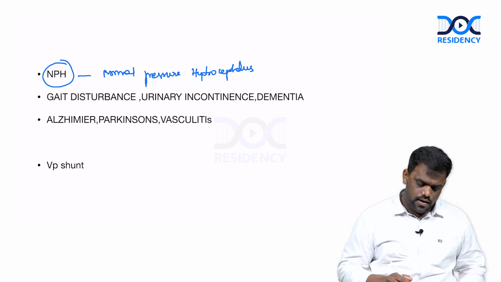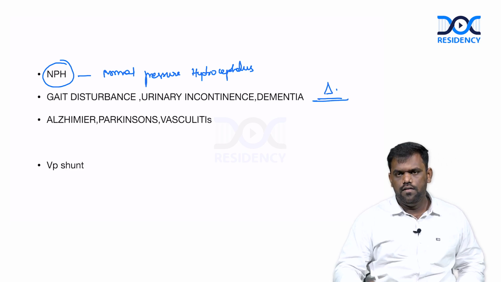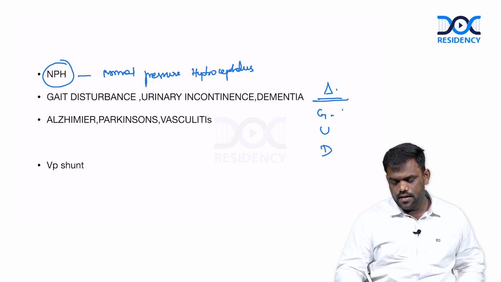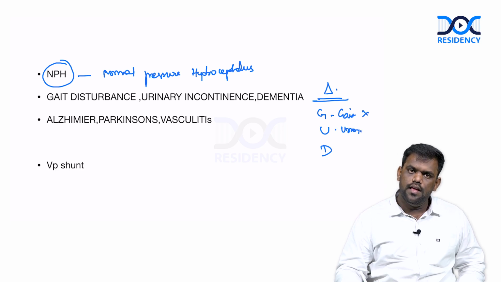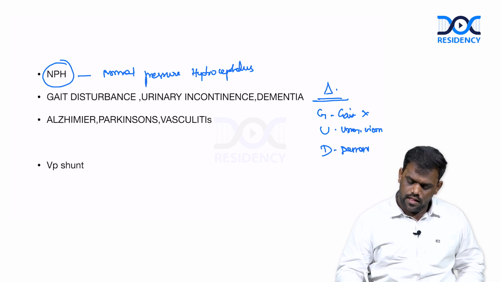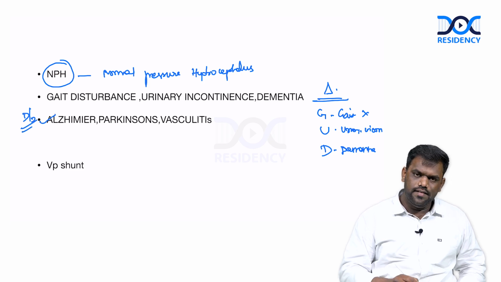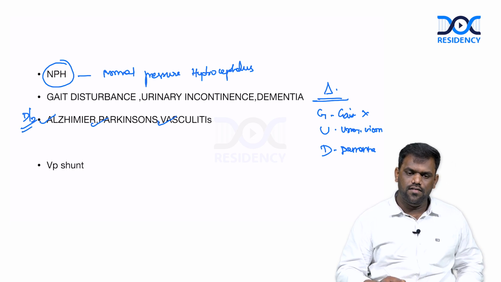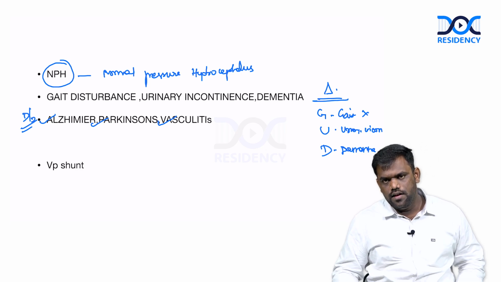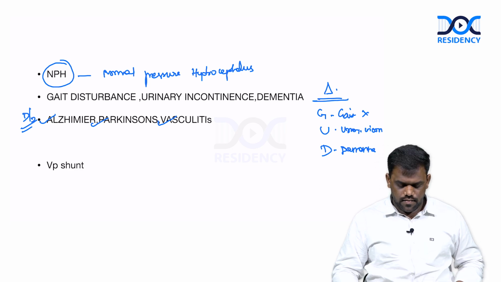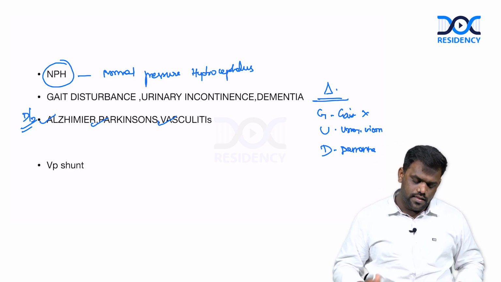So normal pressure hydrocephalus. And what is the triad? The mnemonic is GUD. G is gait disturbances, U is urinary incontinence, D is dementia. And what are the various differential diagnoses? Alzheimer's disease, Parkinson's disease, and vasculitis. In CNS vasculitis, the patients also present like this. And the mainstay treatment of the patient is VP shunt.